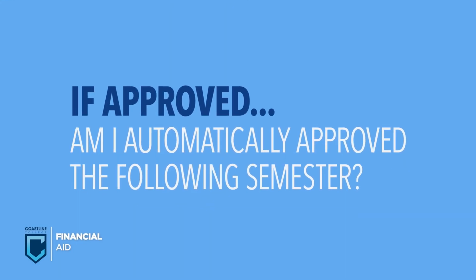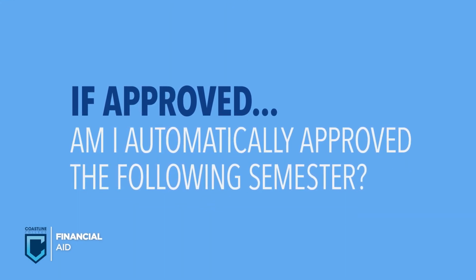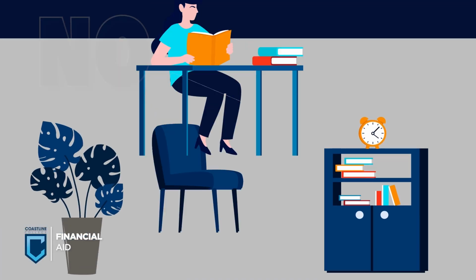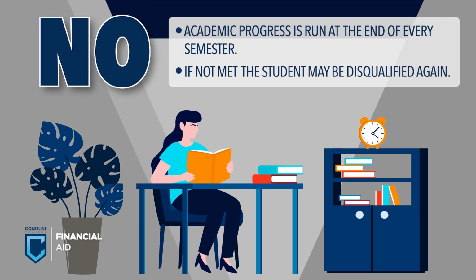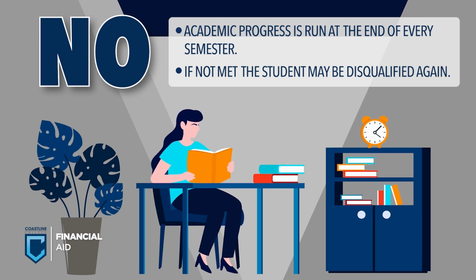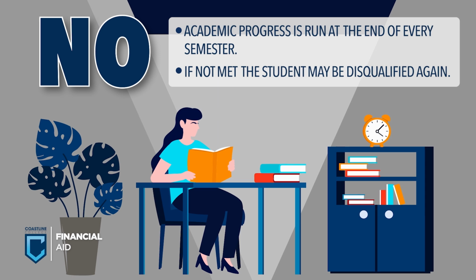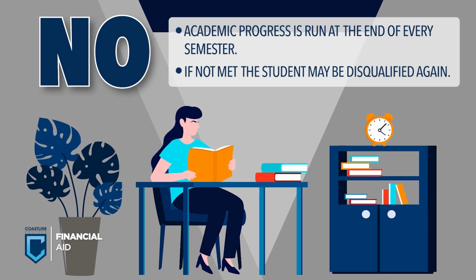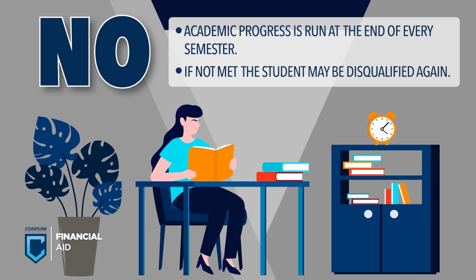If my appeal is approved, does that mean I am automatically approved the following semester? No. At the end of the semester, we will review your grades to ensure you've met the approval requirements. You will remain approved for the following semester if you meet the appeal approval requirements. If not met, you will be disqualified.